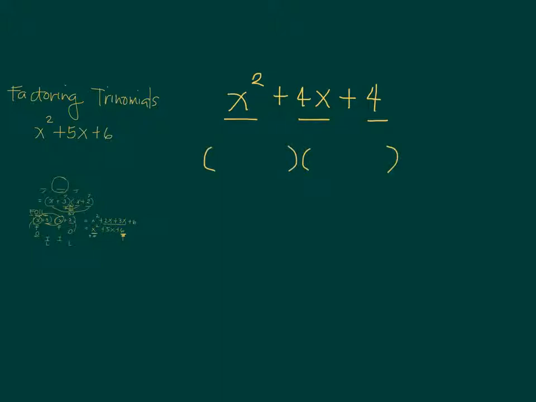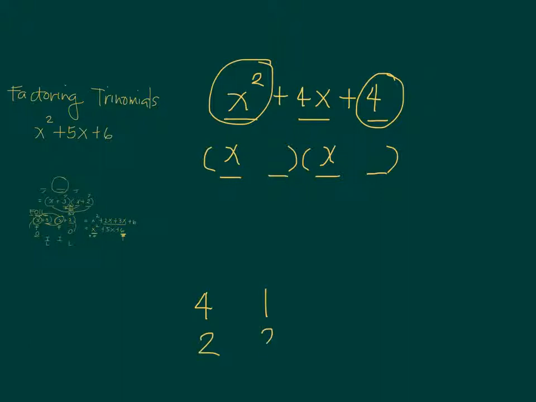So what we can do is to break this down into two linear factors. Always remember that the first term for each factor will depend on x squared, and that should be x and x. Meanwhile, the last terms for each factor will depend on the 4. Now, we can have 4 and 1 to get 4, or we can have 2 and 2.